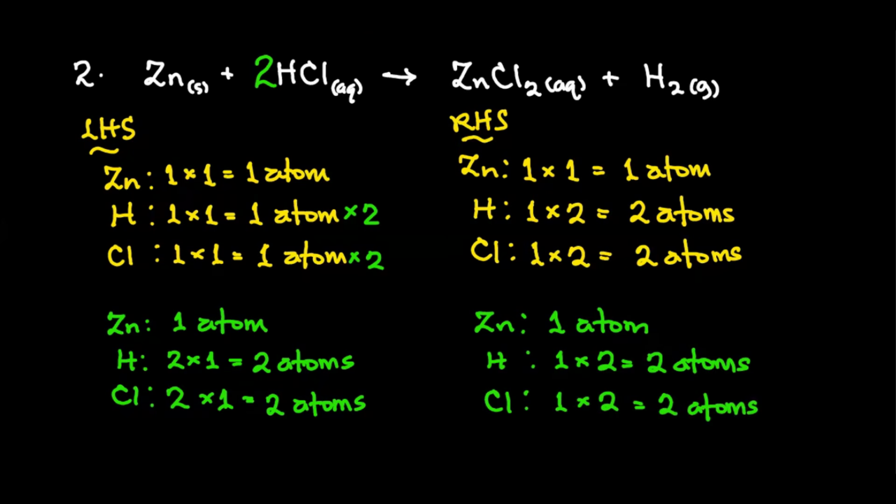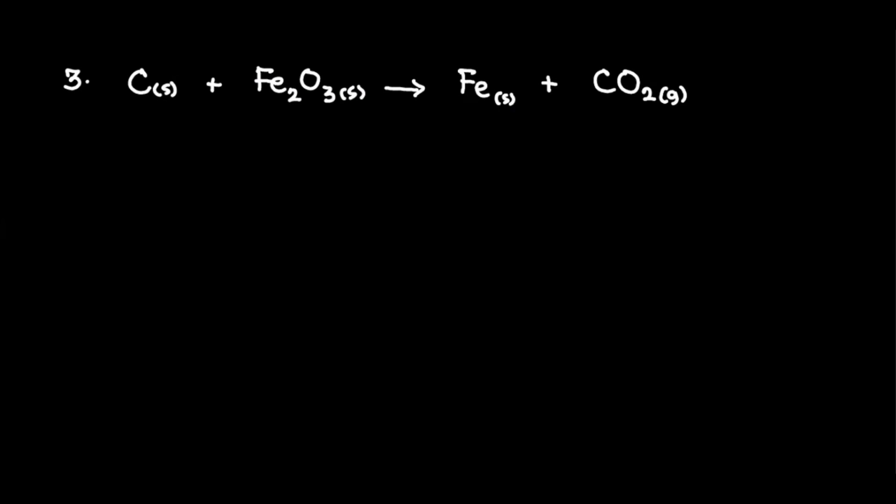So we can then say that this equation is what? Balanced. All right. So let's move to the next equation. Example 3 says what? C solid plus Fe2O3 solid, giving us what? Fe solid plus CO2 gas.